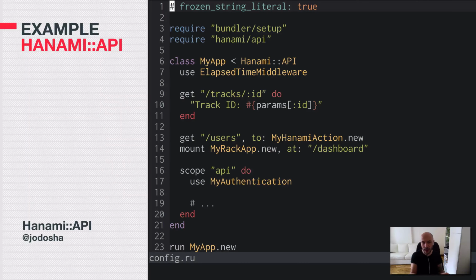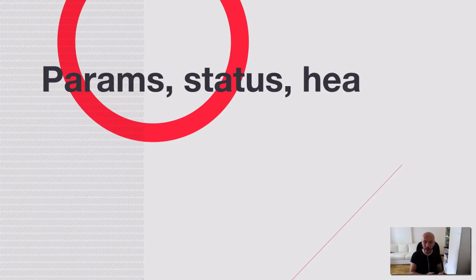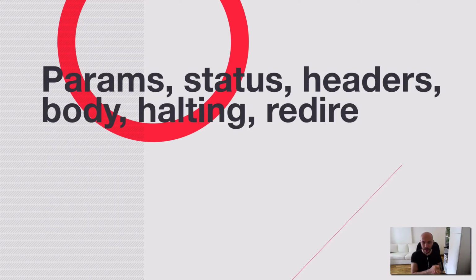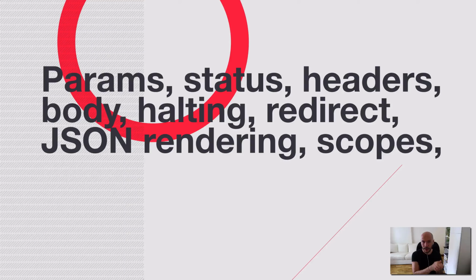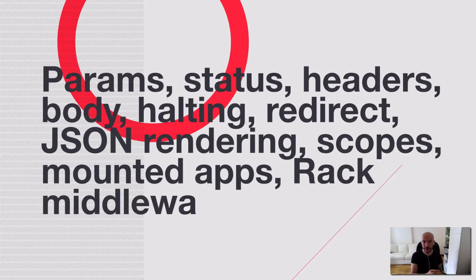And then you run this app by instantiating it. And again, that's it. The features fit on this slide. Params that you receive from the request, of course. Getters and setters for status, headers, body. Halting, which stops the execution, redirect, JSON rendering, scopes that we have just seen, mounted apps, and Rack middleware. That's it on purpose, because I wanted this to be very lightweight and performant.